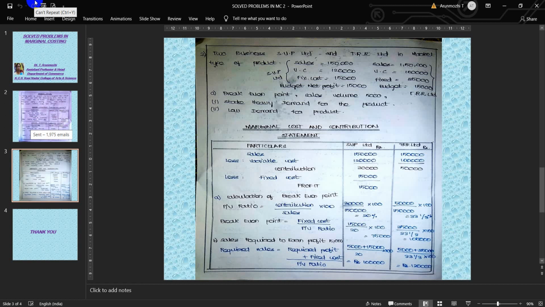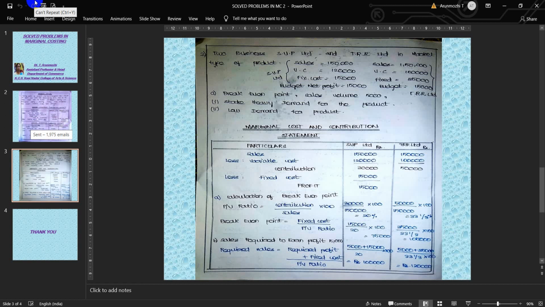Now break-even point is equal to fixed cost divided by PV ratio. 15,000 divided by 20 into 100, you get 75,000. And for TRR Limited, it is 35,000 divided by 33 1 by 3 into 100, you get 1,05,000.